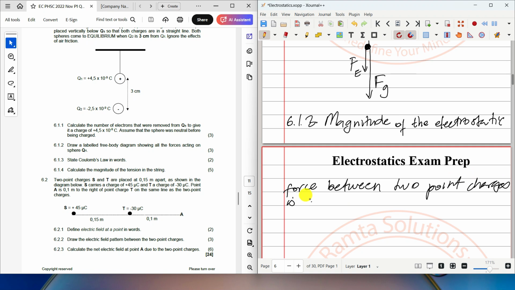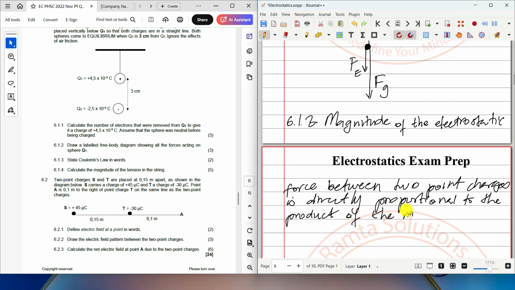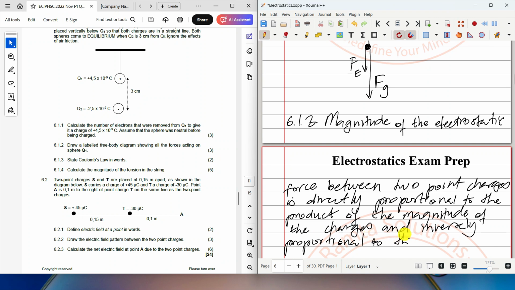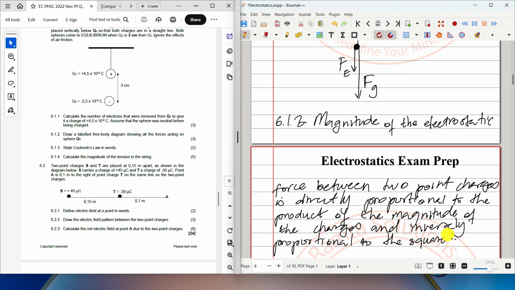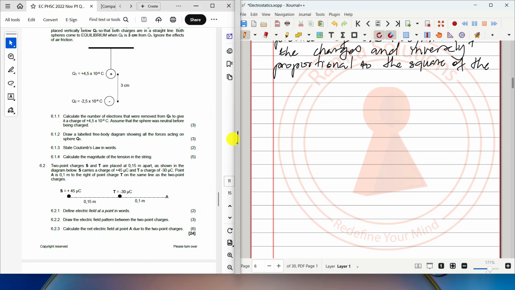Between 2 point charges is directly proportional to the product of the magnitude of the charges, and inversely proportional to the square of the distance between them, right? To the square of the distance between them.